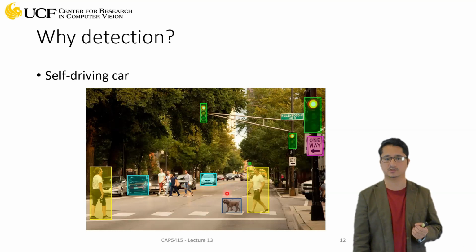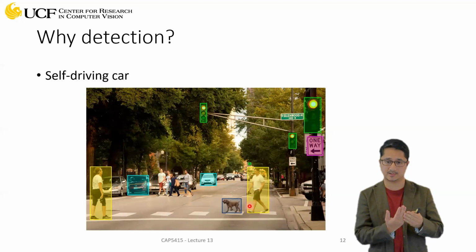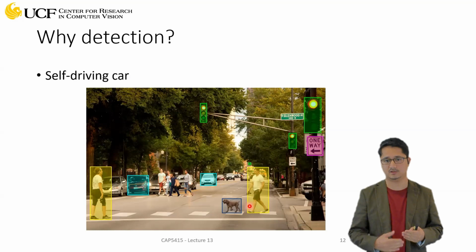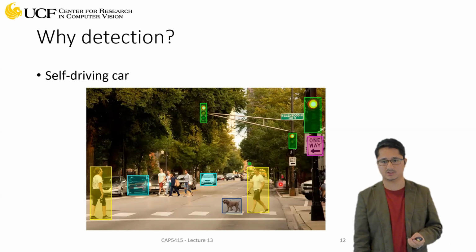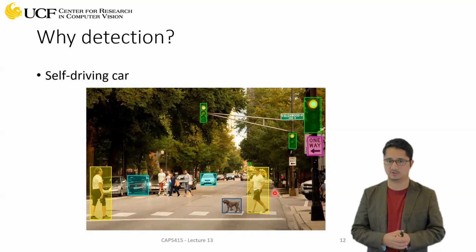If a pedestrian is crossing the road, we need to know the location of that person. If the person is on the road, then the algorithm needs to decide whether we have to put on the brakes. And in comparison to classification, if it just says that a person is present, that's not going to help you out because the person could be anywhere.